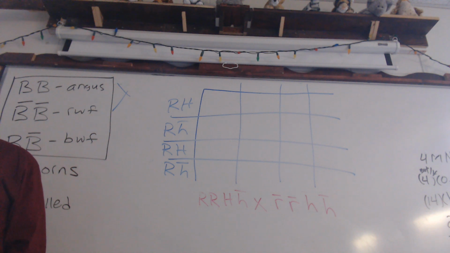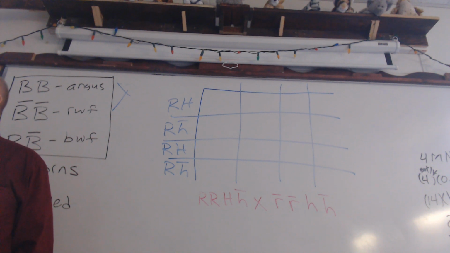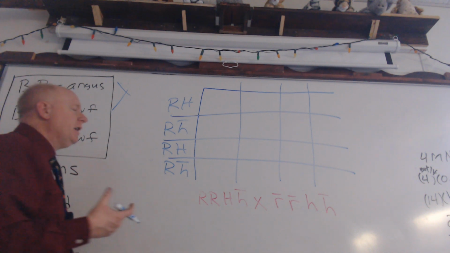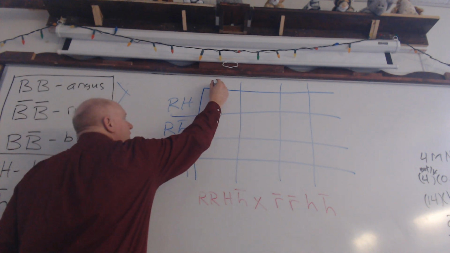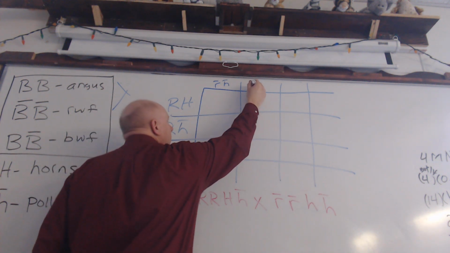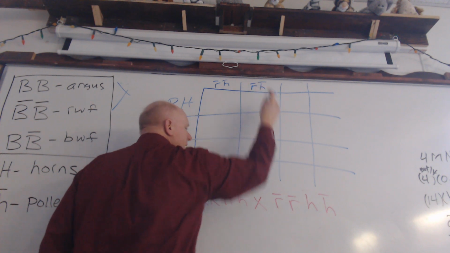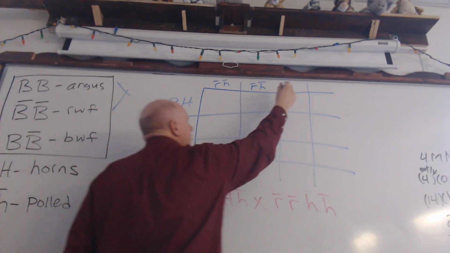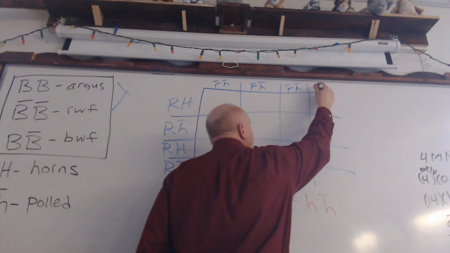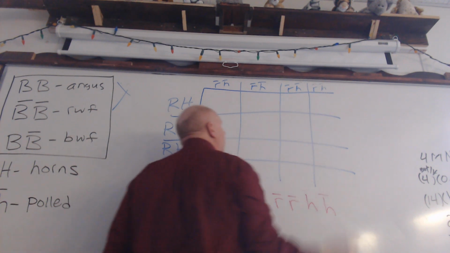What about across the top? I'm not even going to look at the cross. Why is that? They're all going to be the same. You only have one combination. Little r, little h. Outside, little r, little h. Inside, little r, little h. And then last, little r, little h. Okay?